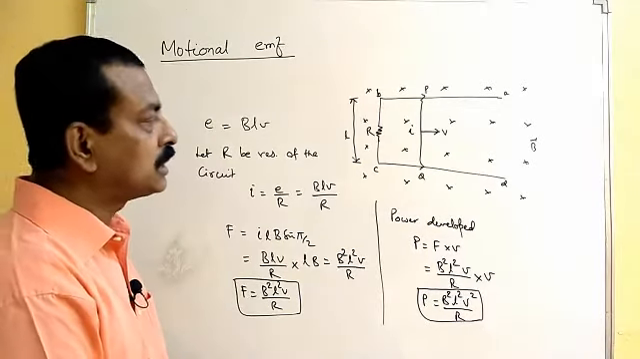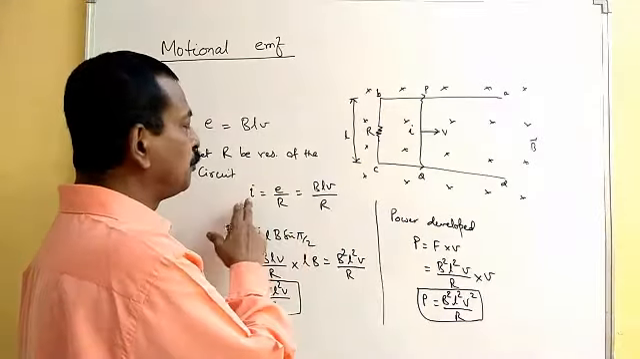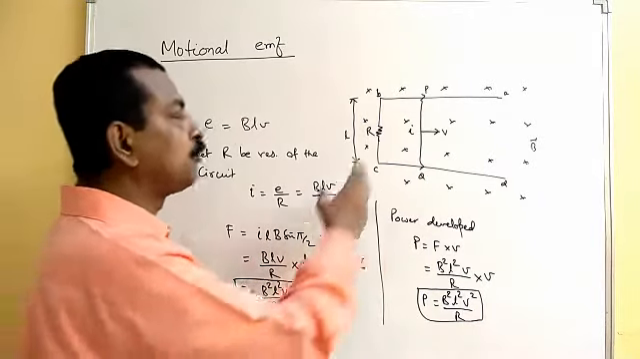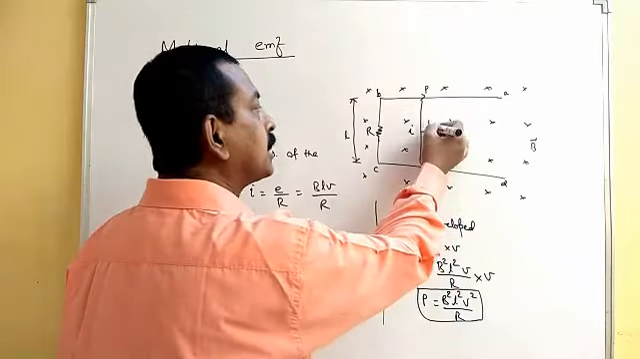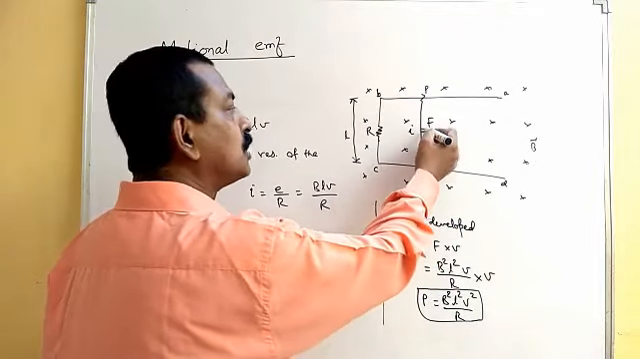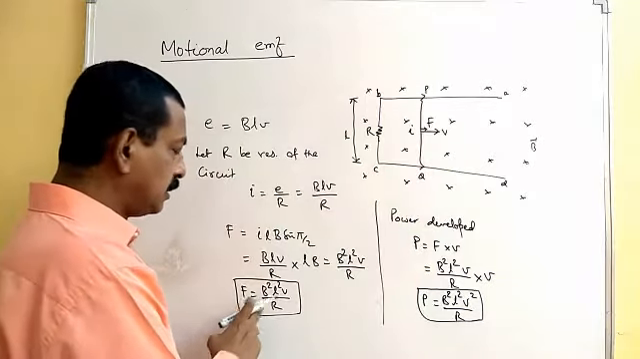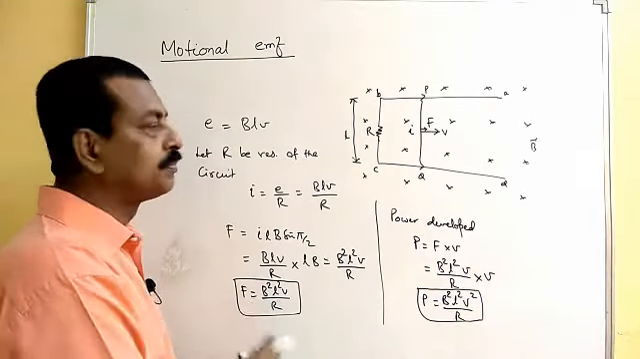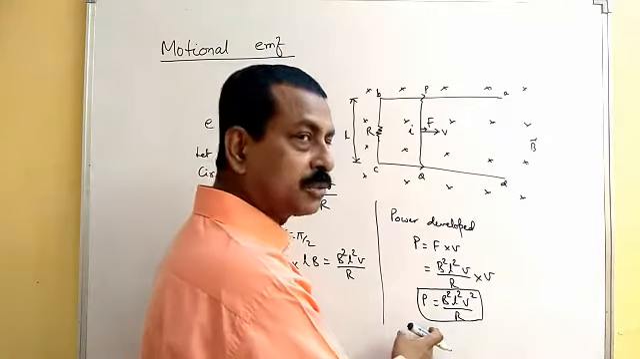So this is the expression for the current induced or developed. This is the expression for the force which is developed on this conductor which is moving. In this case, the force on this one will be given by the expression B square L square v by R. Power developed will have this expression.